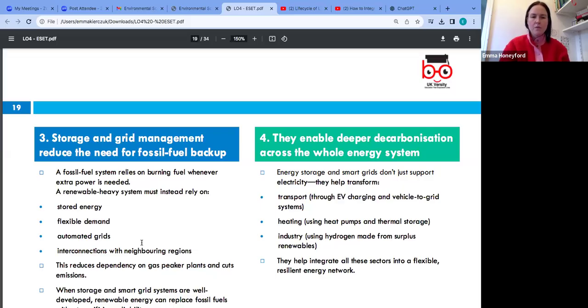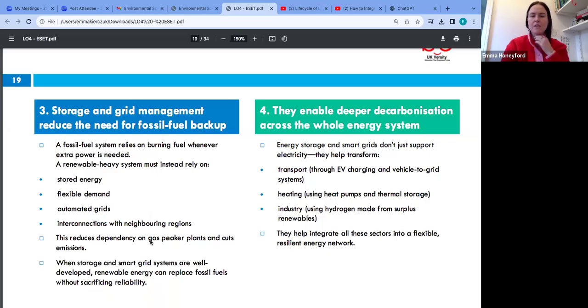I think a fossil fuel system relies on burning fuel whenever extra power is needed. A renewable heavy system must instead rely on stored energy, flexible demand, automated grids, and interconnections of neighbouring regions. So this thing around being connected to the world and other countries is important as well. Environmental impacts can be passed on to different countries, but produced at a different part of the world. So it's just having that understanding of how we are interconnected and how that impacts energy security for countries.